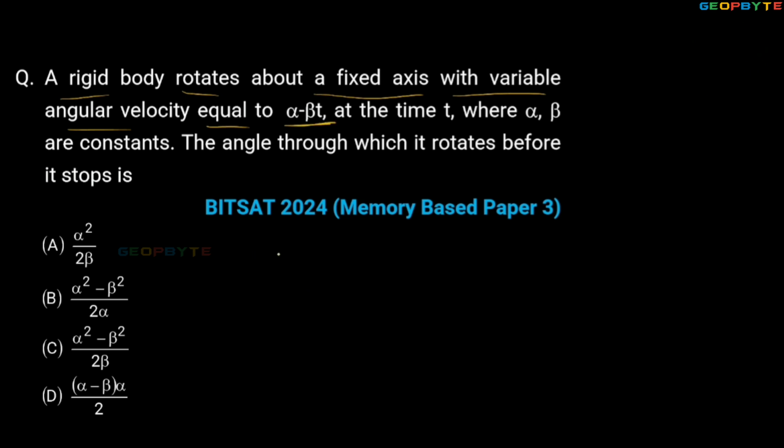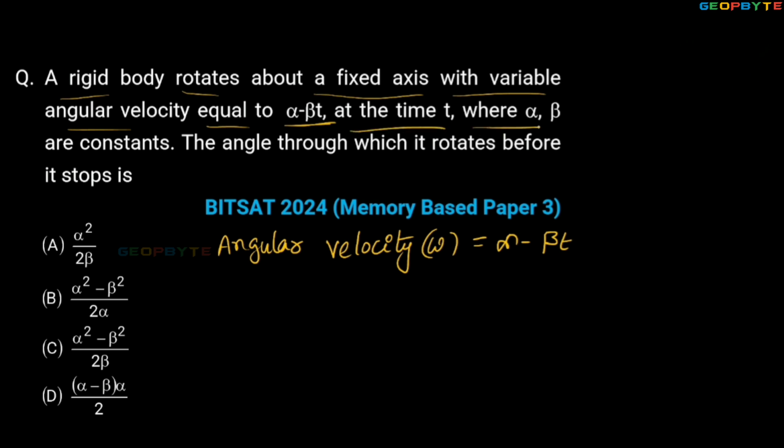It is given that the angular velocity omega equals alpha minus beta t at time t, where alpha and beta are constants. The angle through which the rigid body rotates before it stops, what is that angle?